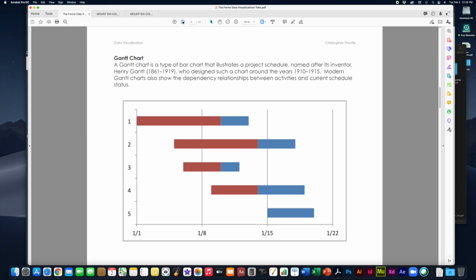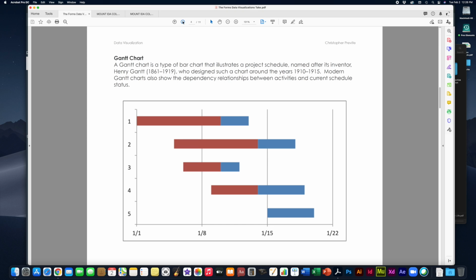Now, a Gantt chart is a type of bar chart. So sometimes we find charts and graphs that are derivatives or evolutions of existing ones. The donut chart, for example, is an evolution of the pie chart. The Gantt chart is an evolution of the bar chart. It illustrates a project schedule, named after its inventor, Henry Gantt, who was around from 1861 to 1919. He designed such a chart sometime between 1910 and 1915. Instead of putting the bars of a bar graph next to each other, he overlaps them to show relationship information.